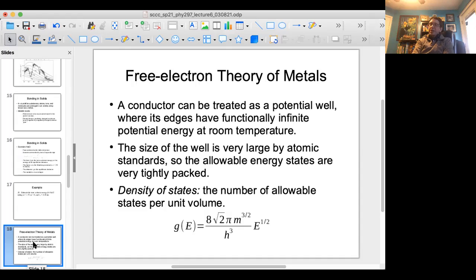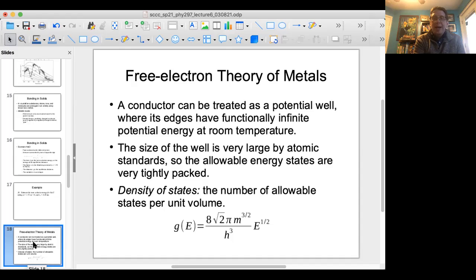A conductor can be treated as a potential well, where its edges have functionally infinite potential energy at room temperature. So basically, you don't see too many electrons jumping off the metal. The potential energy is much higher, and that's due to the fact that air is a very large insulator. It's very hard for electrons to penetrate through the air. You need a really powerful electric field for that to happen.